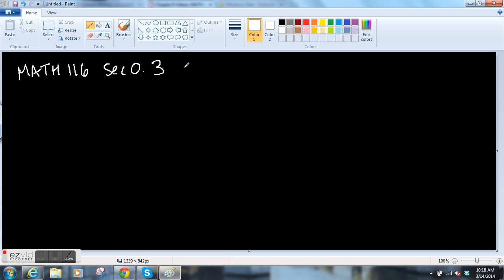Hi there. Math 116, section point 3. Or is it point 2? Nope, it's point 3. I want to look at an application problem. So this is question number 61 on page 20. A lot of these integral things seem sort of tedious, but this is how they work in action.